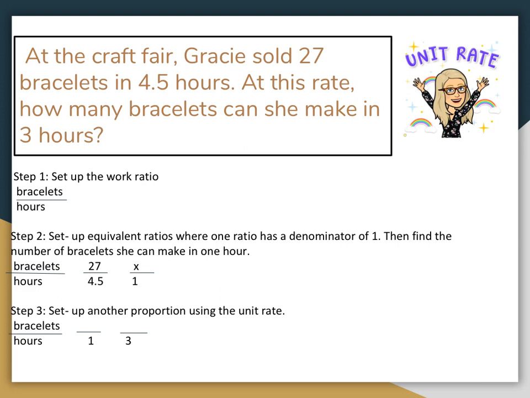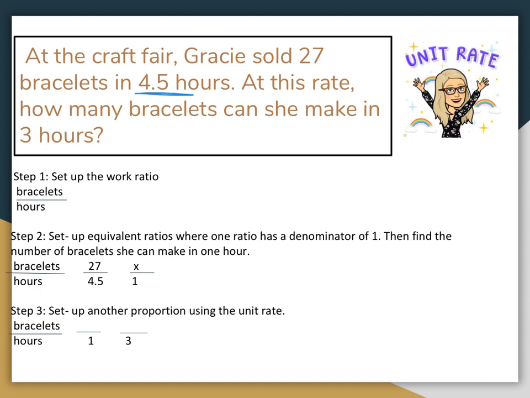In this problem, we'll use unit rate to solve a problem. At the craft fair, Gracie sold 27 bracelets in 4.5 hours. At this rate, how many bracelets can she make in 3 hours? At first glance, you might think it's difficult because you see a decimal, but we're going to set this up using a ratio and using what we know about unit rates to solve this.